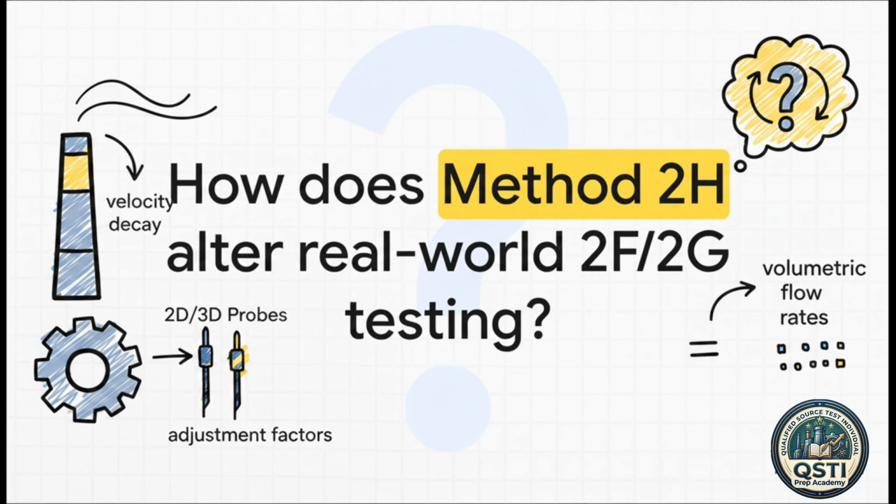We've covered a ton of ground today in this explainer. So I want to leave you with this somewhat provocative thought. How does Method 2H change the way you'll approach Methods 2F or 2G in a real-world stack test? Think about it for a minute. These adjustment factors directly impact the total volumetric flow rates you're reporting with your 2D and 3D probes. It quite literally changes everything about your final numbers.